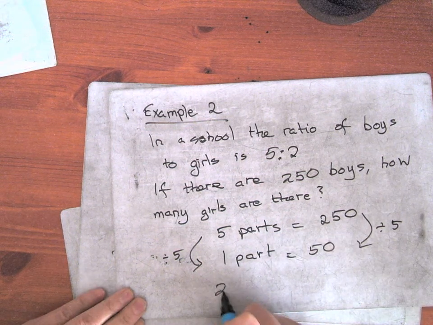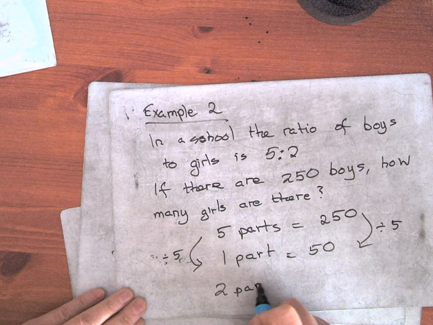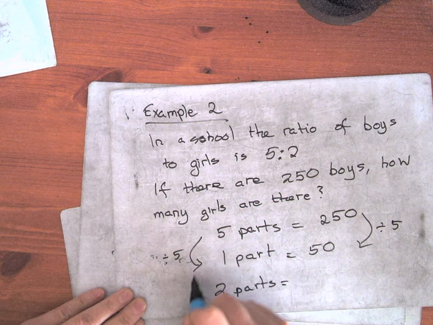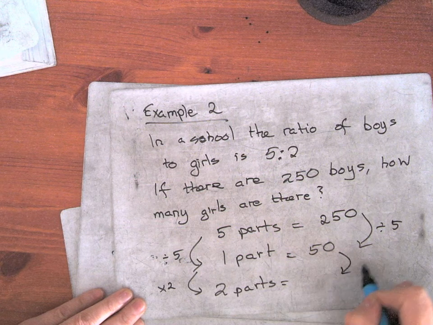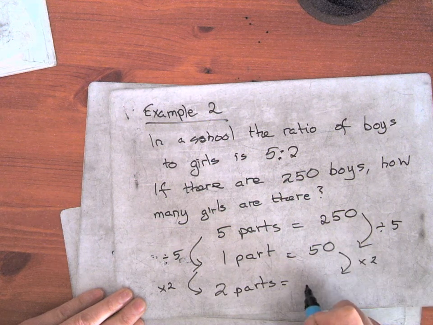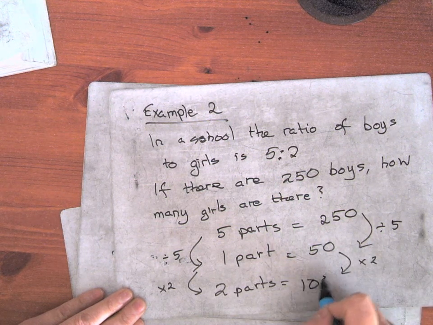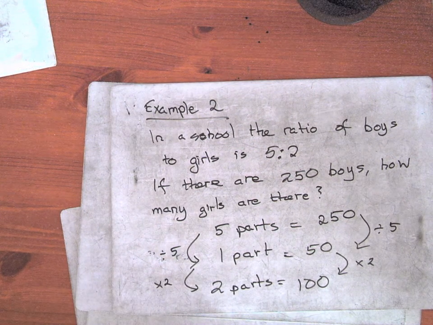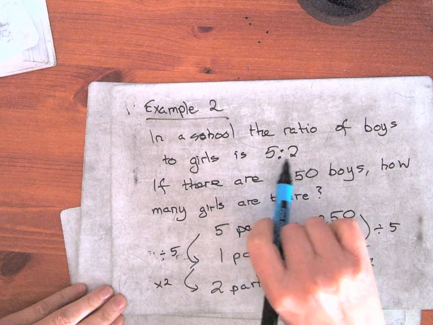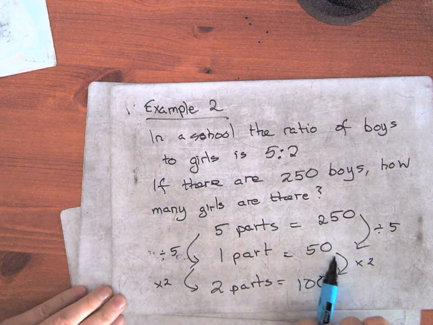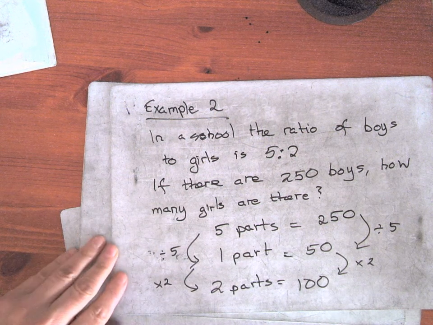And the girls is 2 parts. So 2 parts, to go from 1 up to 2, you multiply by 2 and multiply this side by 2. So 2 50s are 100. So there's 100 girls. If they ask you for the total number of students in the school, the total number of students is 7 parts, 5 and 2 make 7. So you would multiply 1 part by 7 and get 350.